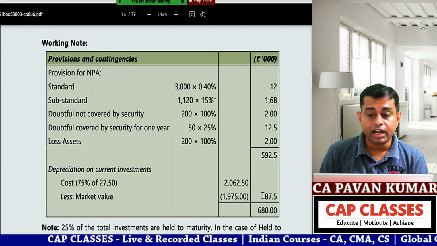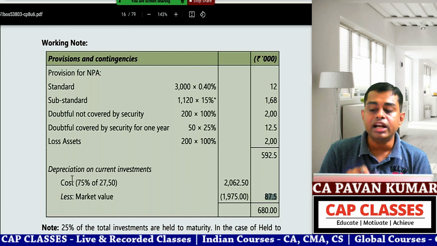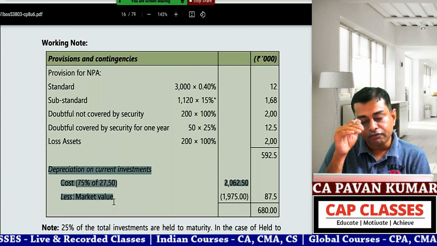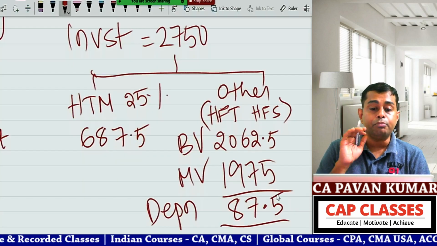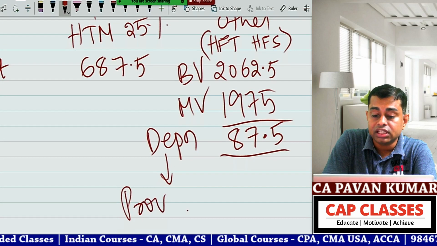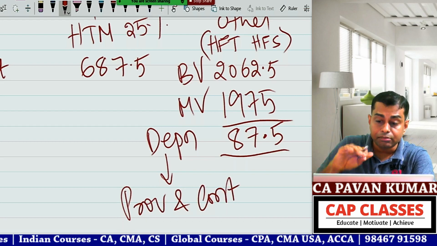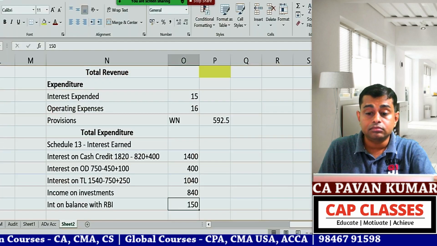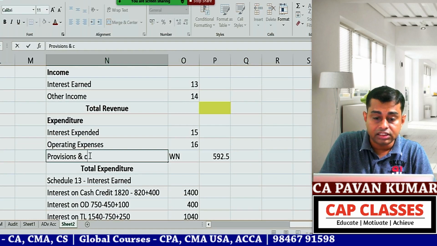This 87.5, they have shown in provisions and contingencies. Provision for fall in the investment value, they call it. So 87.5 they have put in provisions and contingencies. So this is to be shown under provisions and contingencies. Okay, it comes below 16. So already some amount is there. Here, provisions and contingencies.